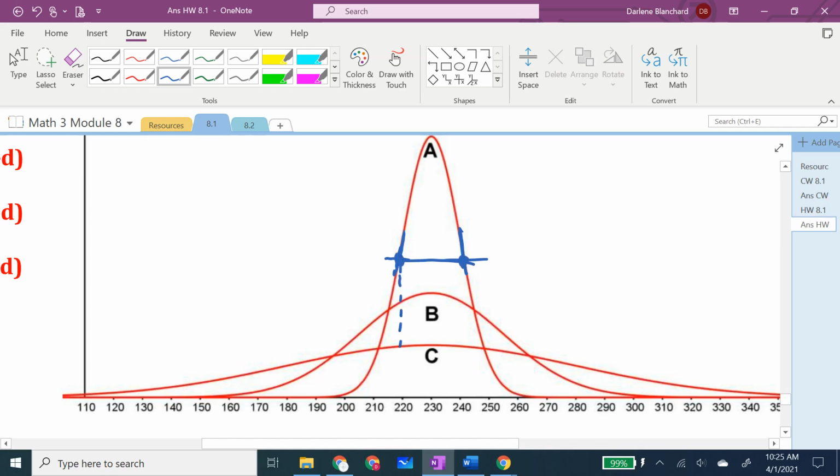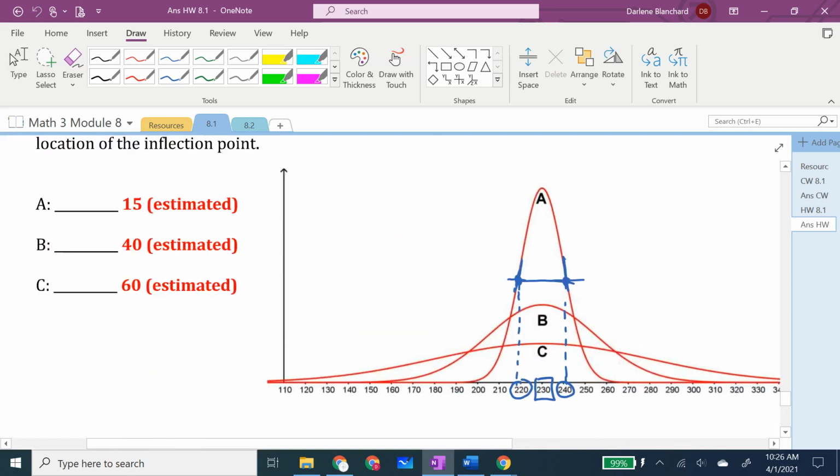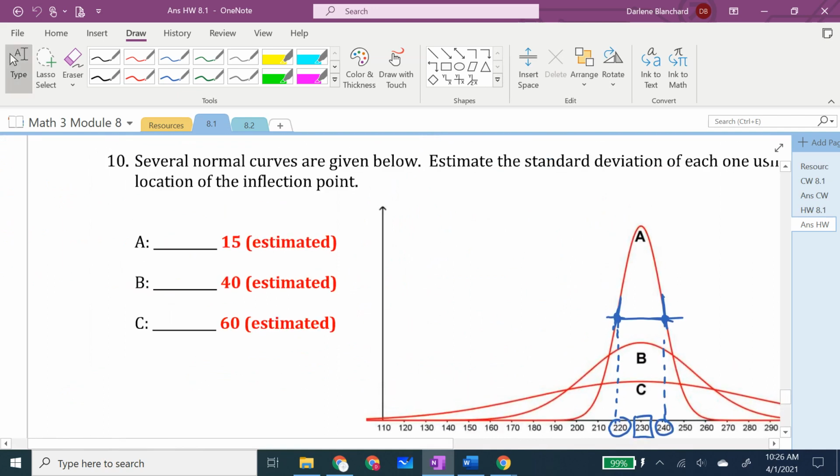Then I'm going to look at about where does that put me. And I'm going to go with what's easier because I'm estimating anyway. It looks like those points of inflection are located at 220 and 240, where the mean is 230. So when I look at that, I'm seeing that it looks like that's a standard deviation of 10. They have an estimate of 15.